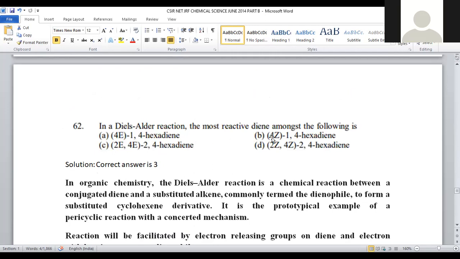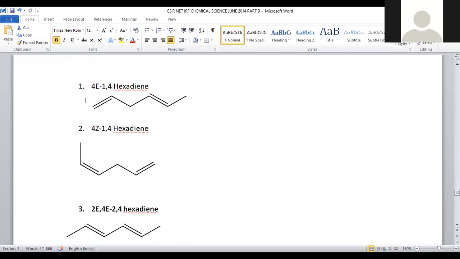Here, these many options are given, among all which will be more reactive towards this Diels-Alder reaction. All are dienes only. That means we have to compare all the dienes, and where the reactivity will be higher, that should be facilitated towards more product formation. So let us go one by one. First one is 4E 1,4-hexadiene.